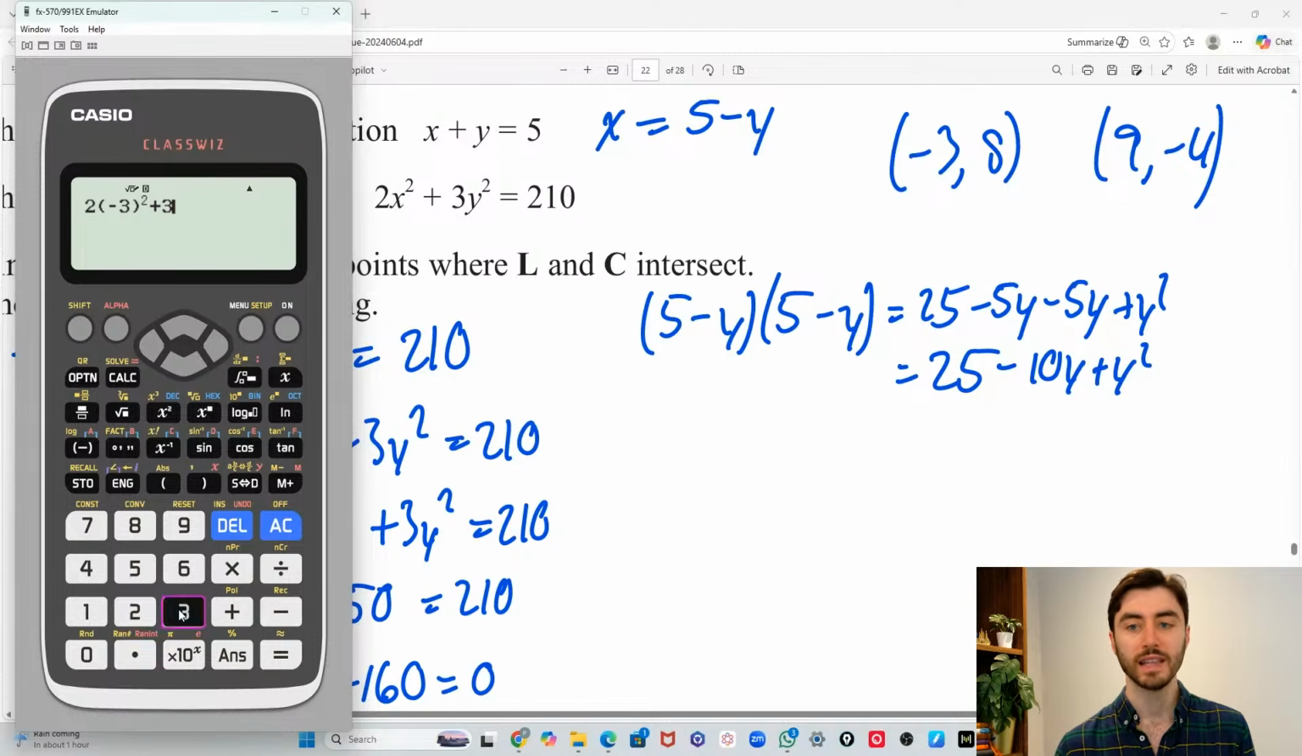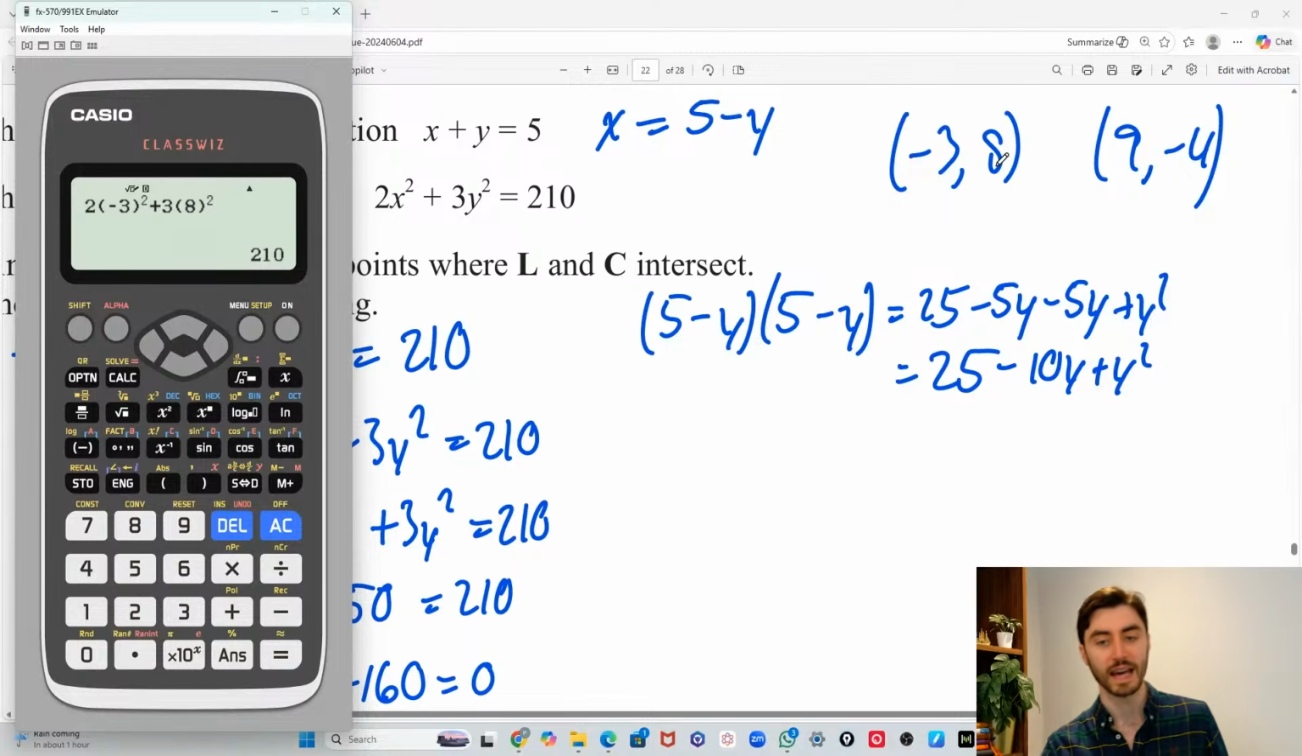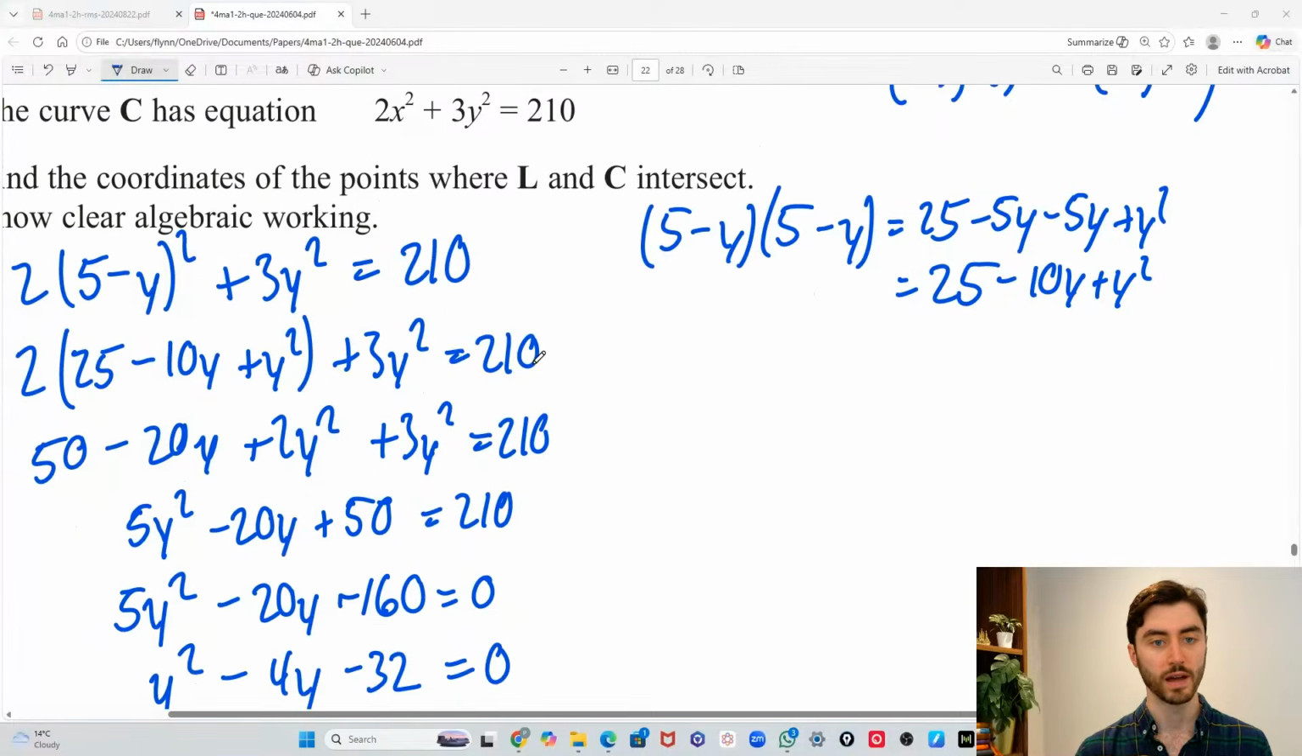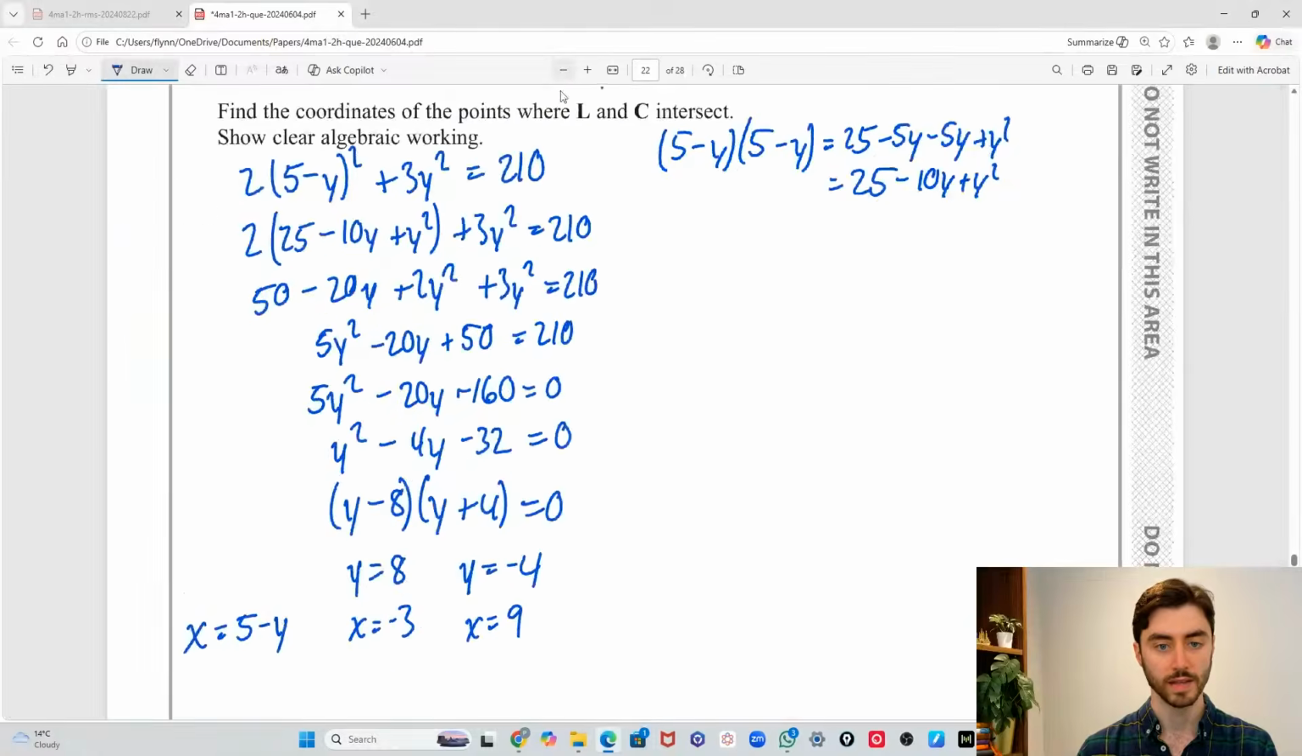So let's say you had limited time. Let's say you don't have time to check every single answer. The first thing I would do is check these algebra things where you can just plug your answer back in and know with certainty that you're correct. So 2 times 9 squared plus 3 times -4 squared is 210. So right, they both lie on both lines, so that is the answer. That is guaranteed correct.